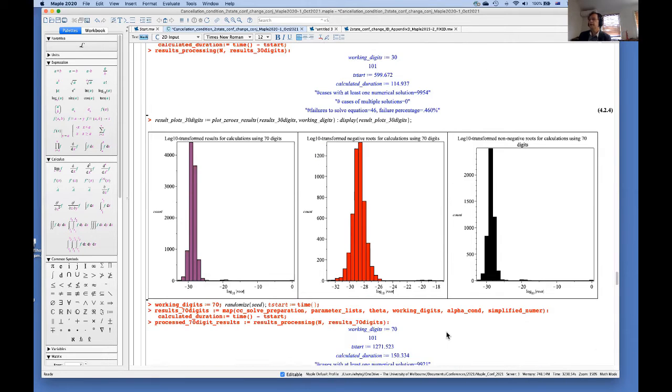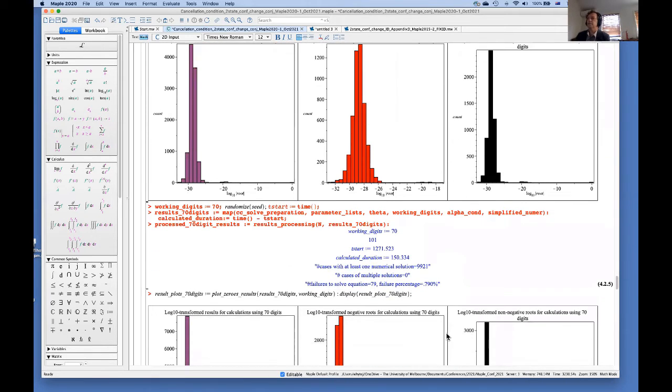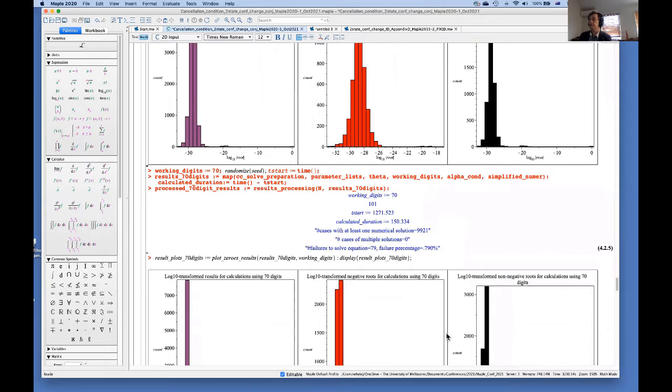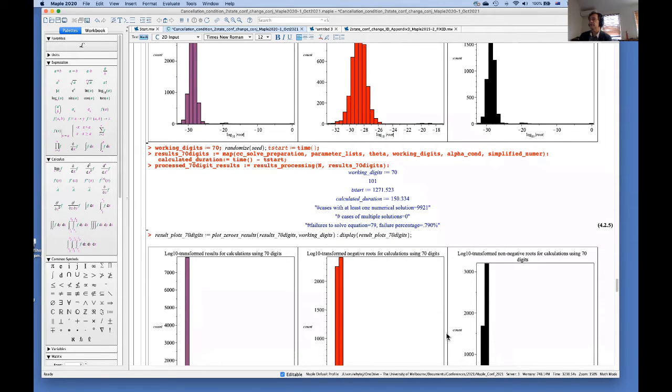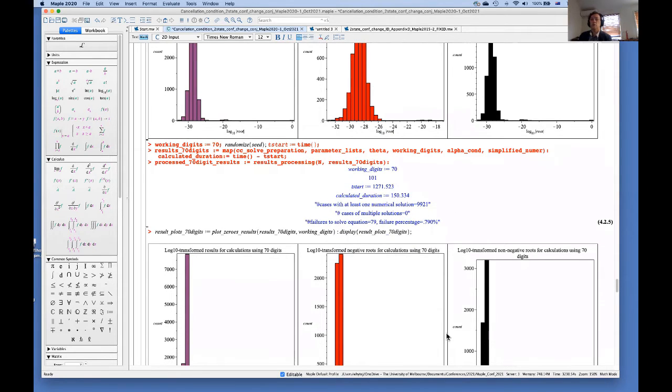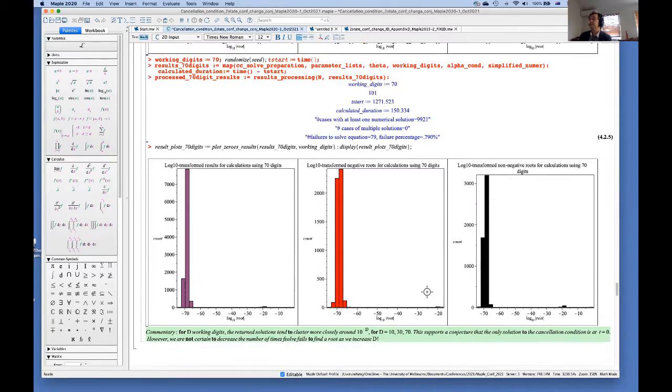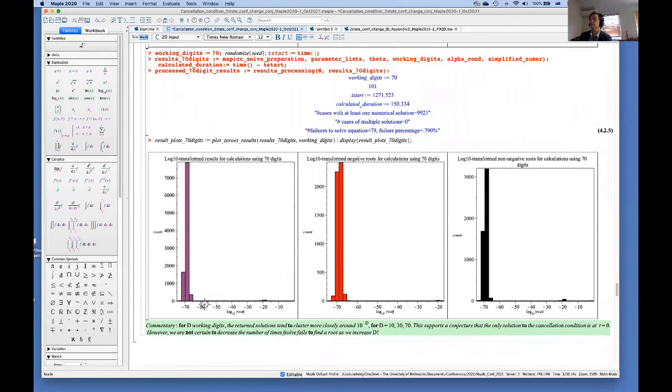And we can continue that just because it's fairly quick to compute with this code, even on a standard MacBook Pro. We can look at 70 digits, and again, we've got this progressive movement to smaller values of the roots that we're finding out of our expression, solving with fsolve on our cancellation condition.